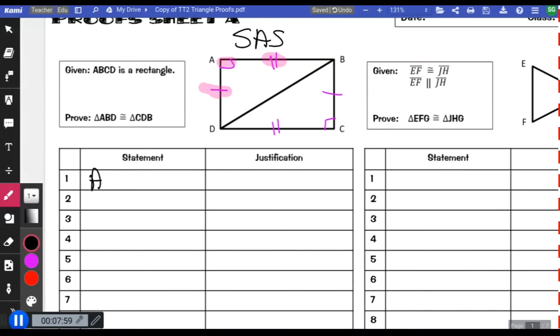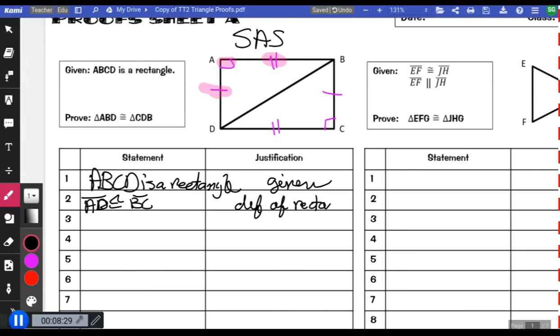And then we're going to write the things that we know about rectangles. The opposite sides, that's AD, are congruent. AD is congruent to BC. Why? Because it's a rectangle. The top sides are congruent to each other. Because it's a rectangle. I'm going to use what are called ditto marks, which means the same thing I wrote above.